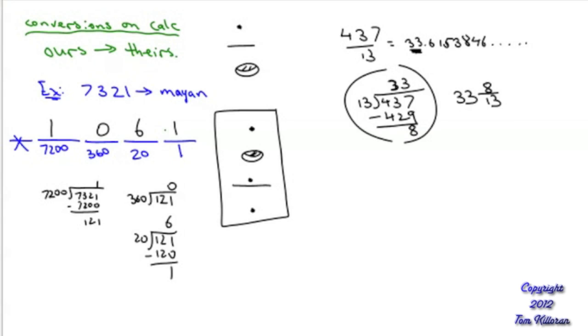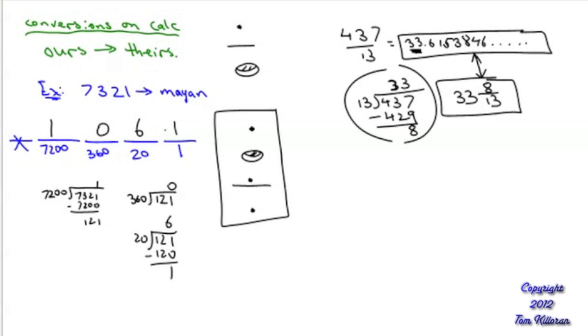I'm trying to get you an idea of a correlation between this 33 and 8/13 and this decimal answer that your calculator gives you. These two things are exactly the same thing. And notice they both have a 33. So the decimal part must be 8/13. So do 8 divided by 13. Check out the answer.